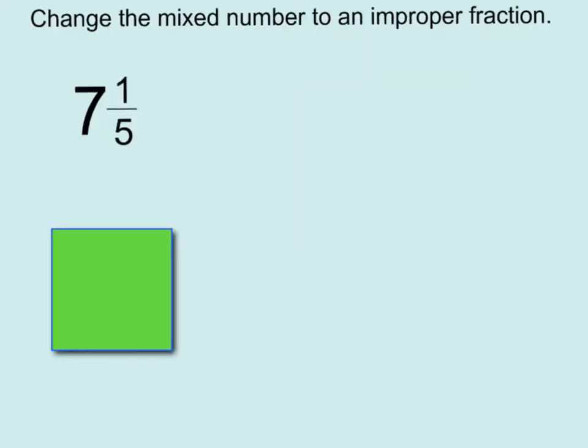So using that same strategy, let's change the mixed number to an improper fraction. If I have 7 1/5, and I wanted to change that to an improper fraction, remember we're going to multiply 5 times 7 equals 35, plus 1 more would equal 36. So my numerator is 36 parts, and they're cut into fifths, so it's 36/5. So if I had 7 whole pizzas and 1/5, I would say that I had 36 slices, and they're cut into fifths. So 7 1/5 equals 36/5.